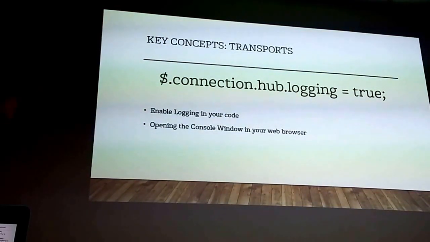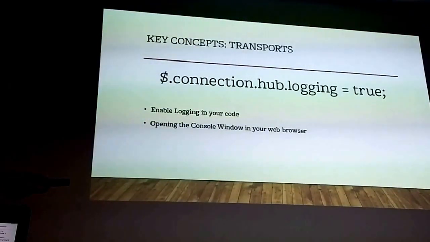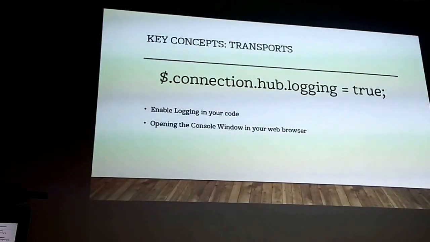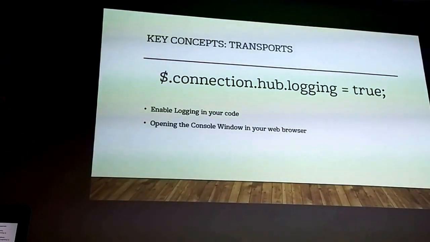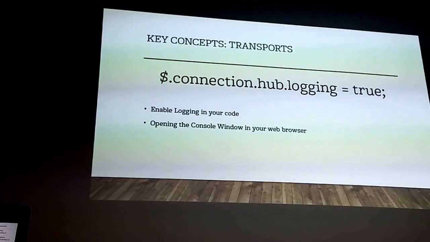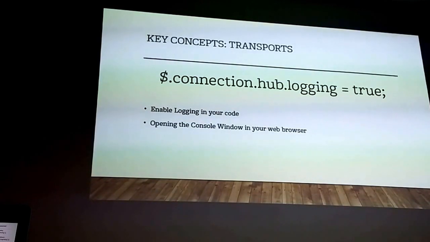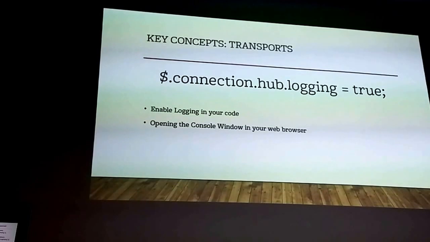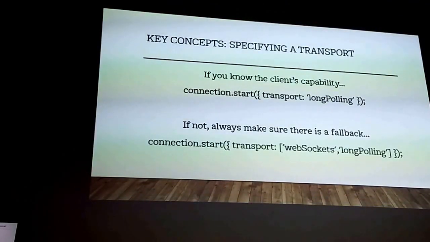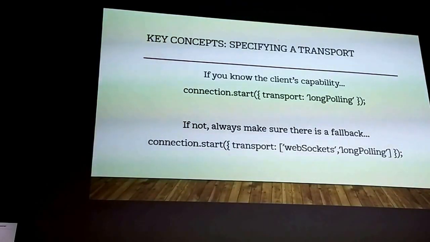Okay, so I always like to show code, and I like to put the code very big. So for transports, one of the things that you can do is logging. In your browser, for example Chrome or Firefox, you can enable the logging in your code and view it through the console window in your web browser when you're building your application and doing testing using SignalR. So what I talked about earlier: if you know your client's capability, you can specify straight away what type of transport you want to use.